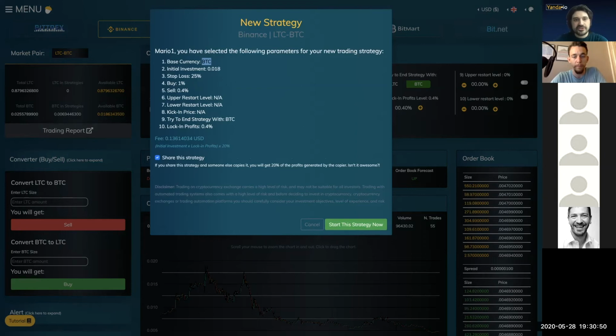So I started a strategy in Bitcoin. The initial investment is 0.018, 25% stop loss, 1% from buy, 0.4% from sell. I will try to end my strategy with Bitcoin when the profits reach 0.4%. The fee is $0.13, so really low.